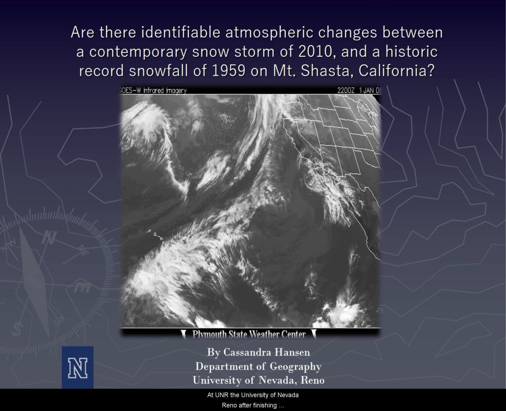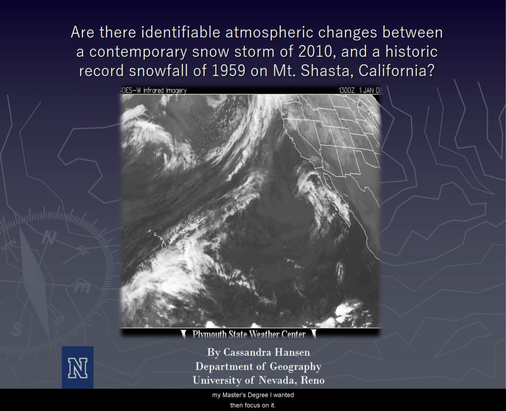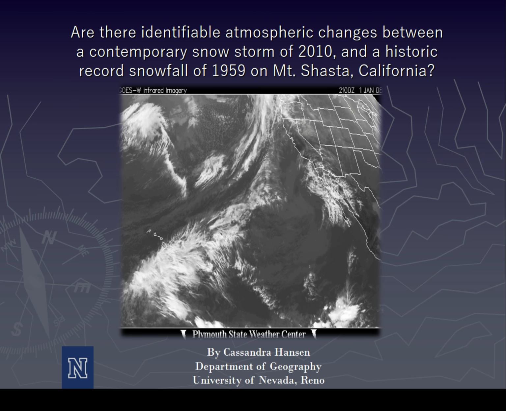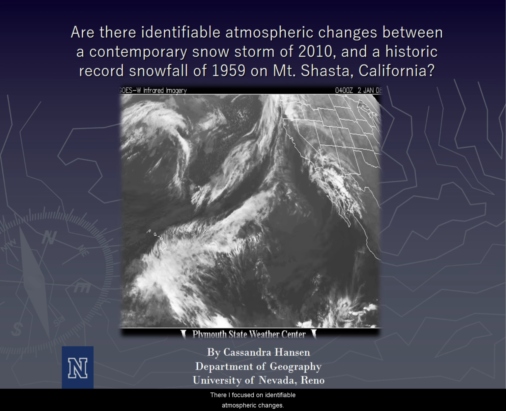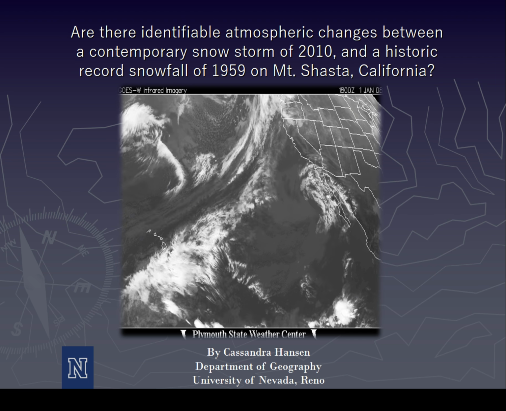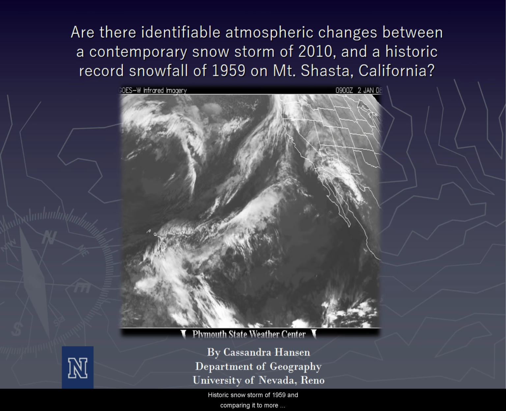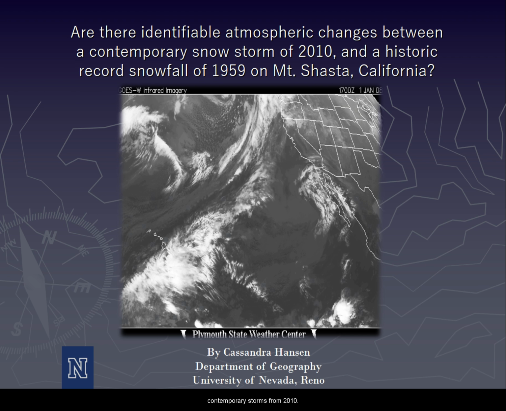So at UNR, the University of Nevada, Reno, after finishing my master's degree, I wanted to then focus on a doctoral degree. There, I focused on identifiable atmospheric changes between snowstorms, a historic snowstorm of 1959, and comparing it to more contemporary storms from 2010.